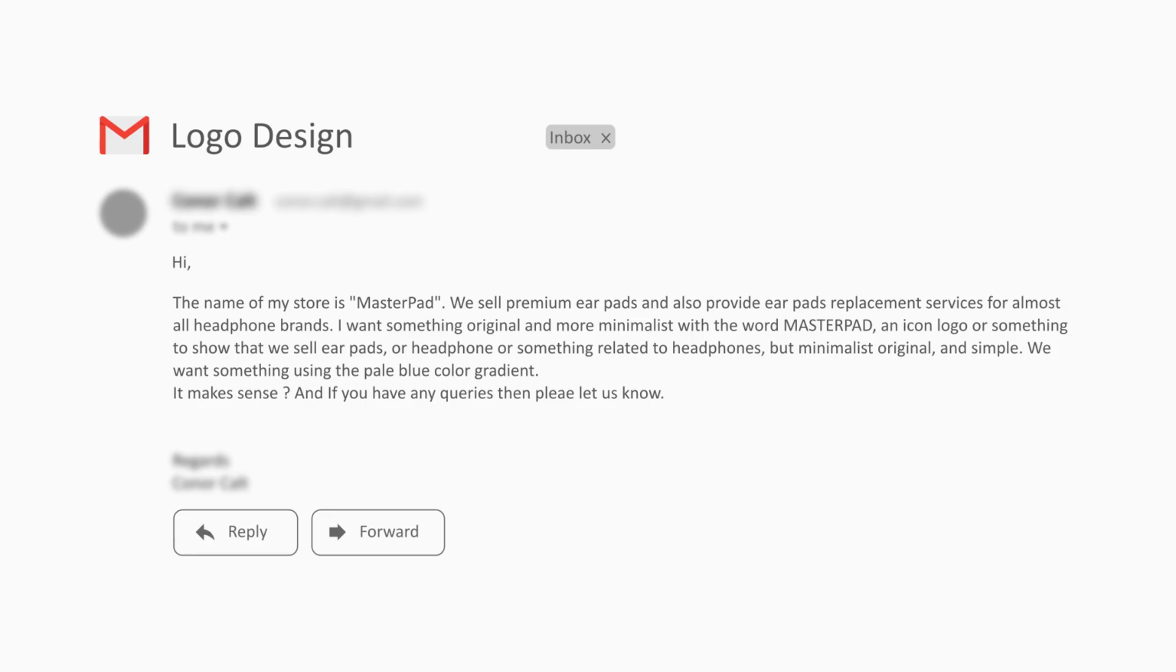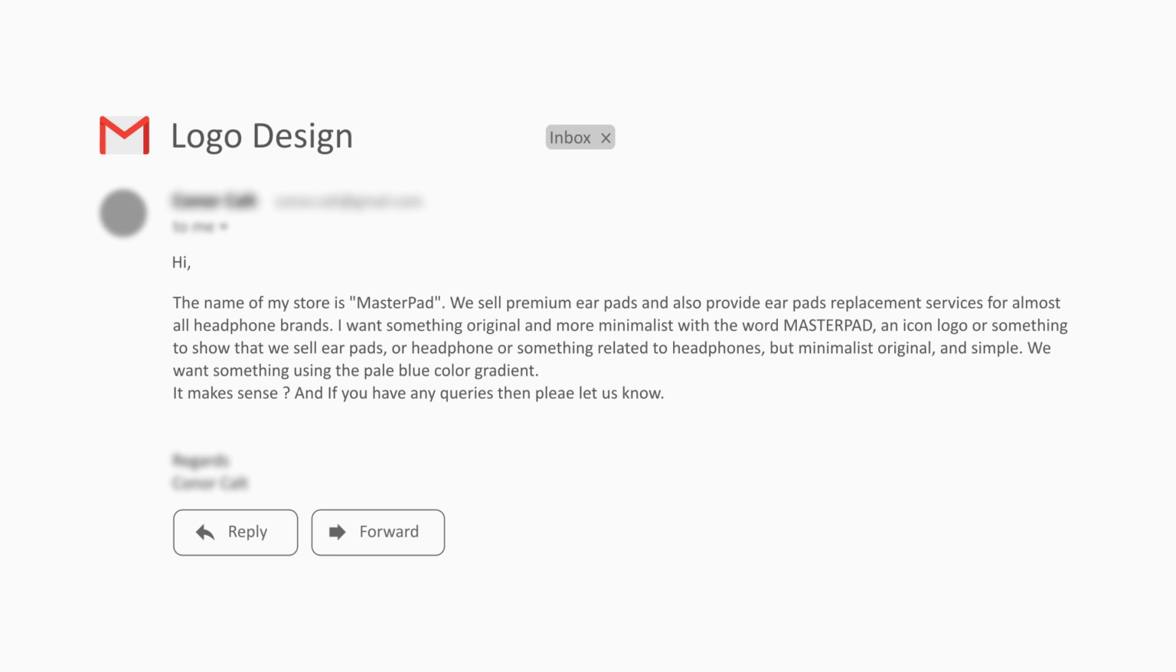So the client says that the name of my store is MasterPad. We sell premium EarPads and also provide EarPad replacement services for almost all headphone brands. I want something original and minimalist with the word MasterPad, an icon logo or something to show that we sell EarPads or headphones or something related to headphones, but minimalist, original and simple. We want something using the pale blue color gradient.